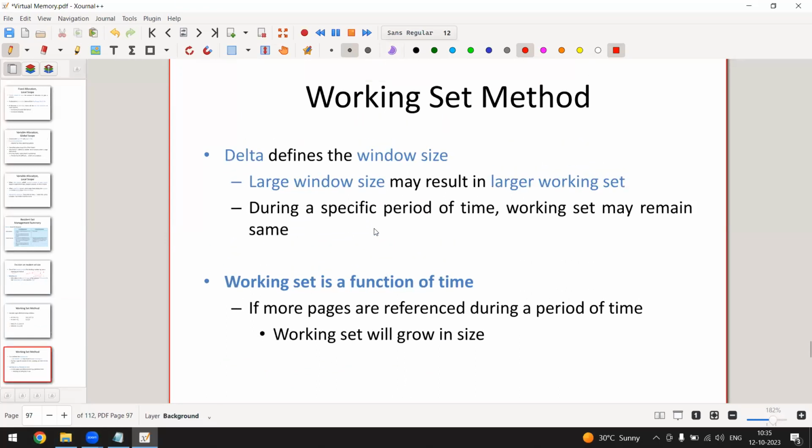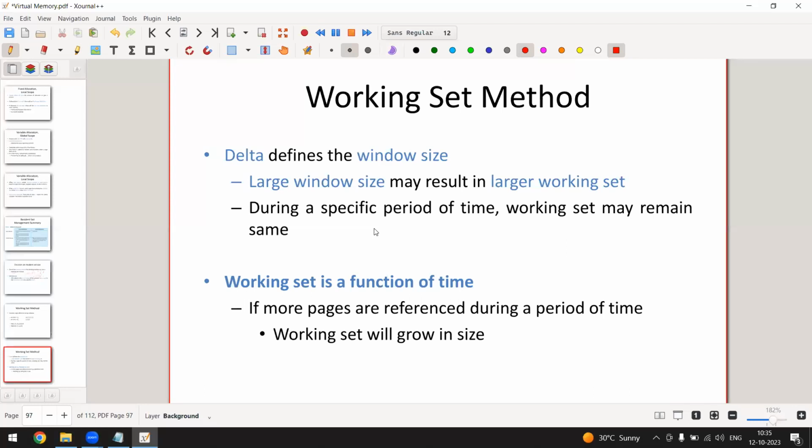What is working set method? As you know, delta defines the window size. Large window size may result in larger working set, because if delta is equal to 5, you are looking at 5 time units all the time. And also working set is a function of time. So if more pages are referenced during a period of time, working set will grow in size.